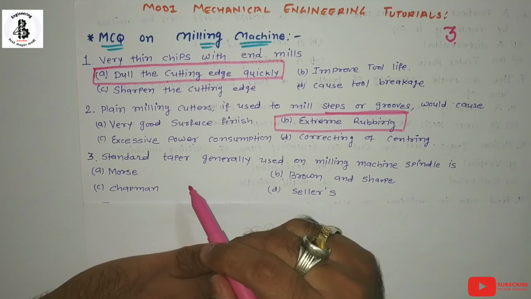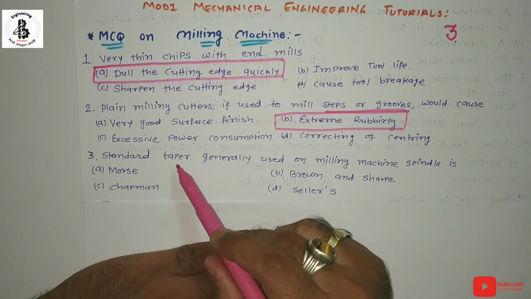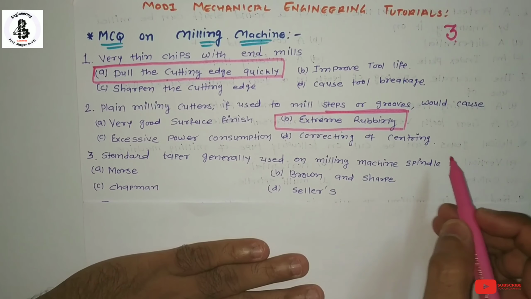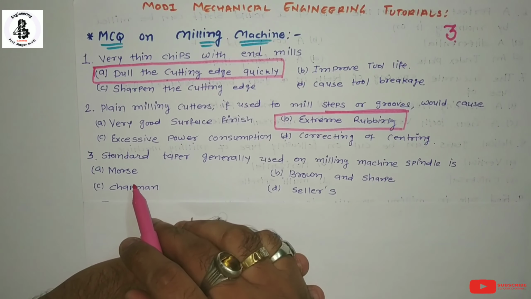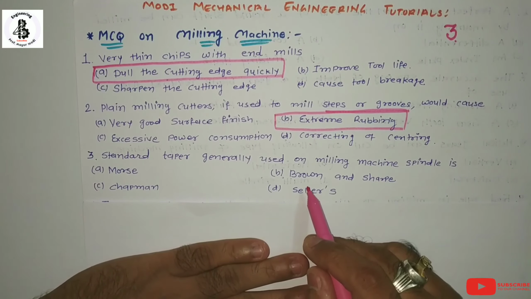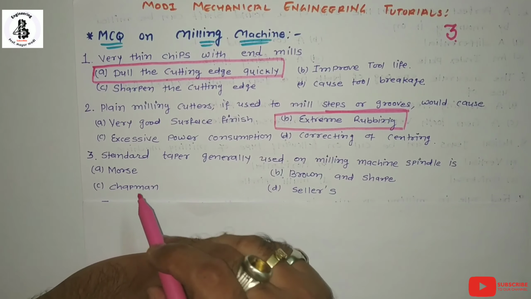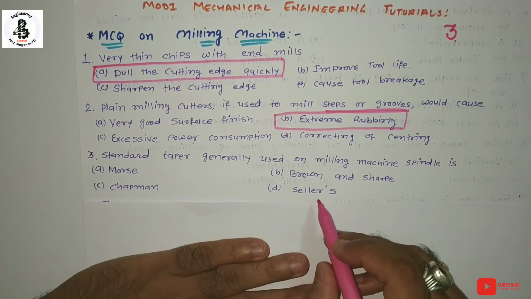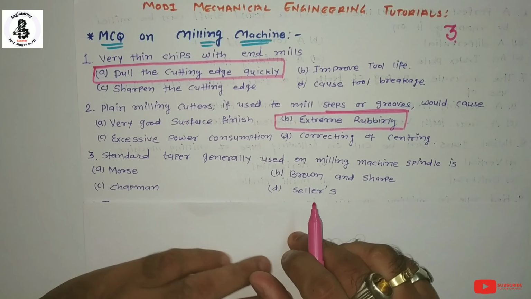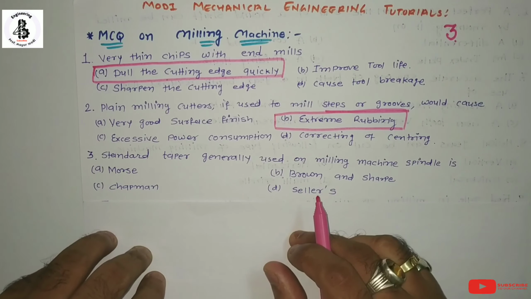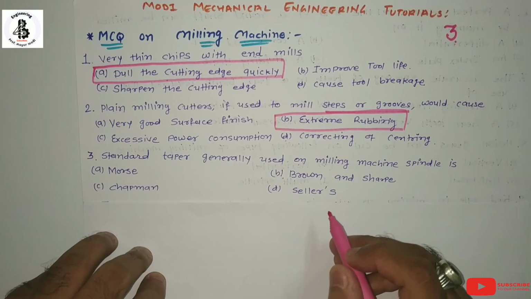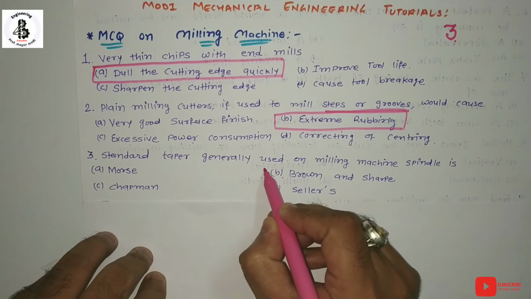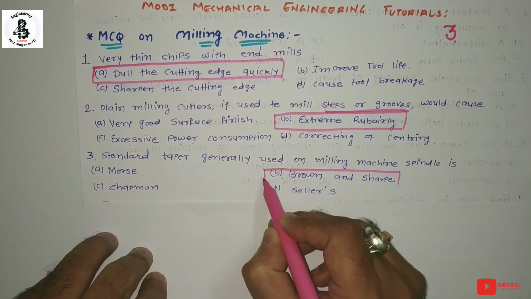The next. Standard taper generally used on milling machine spindle is option A. Morse. Option B. Brown and Sharp. Option C. Chapman. And option D. Sellers. So basically, the standard taper we use generally on milling machine spindle will be the Brown and Sharp. So the right answer is B.